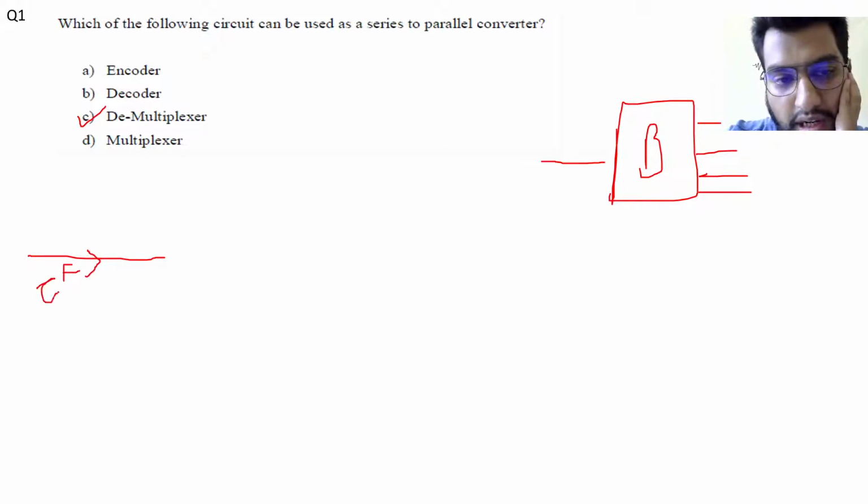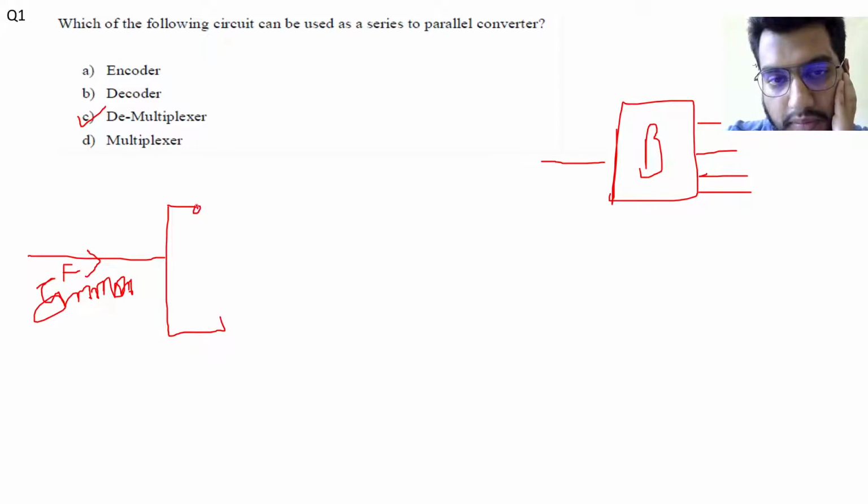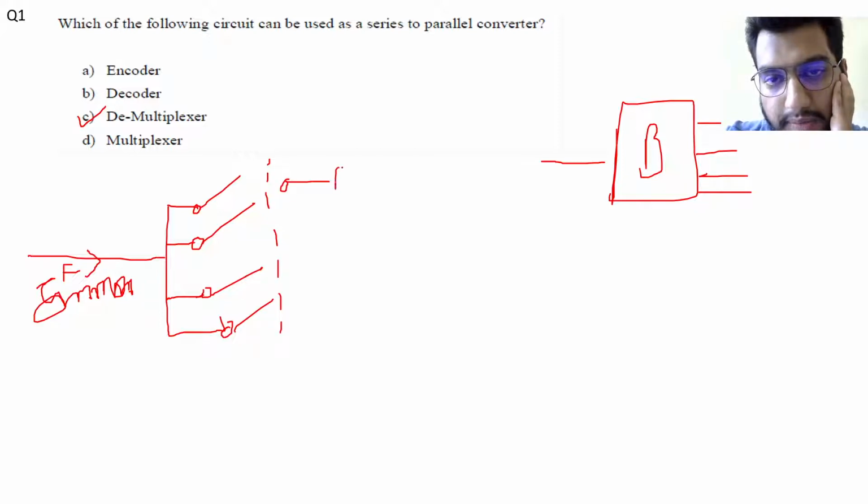This is our common input line. Common input. Sorry for my writing. And then we have it like this. And we have 4 outputs. So these are my data outputs A, B, C, D.